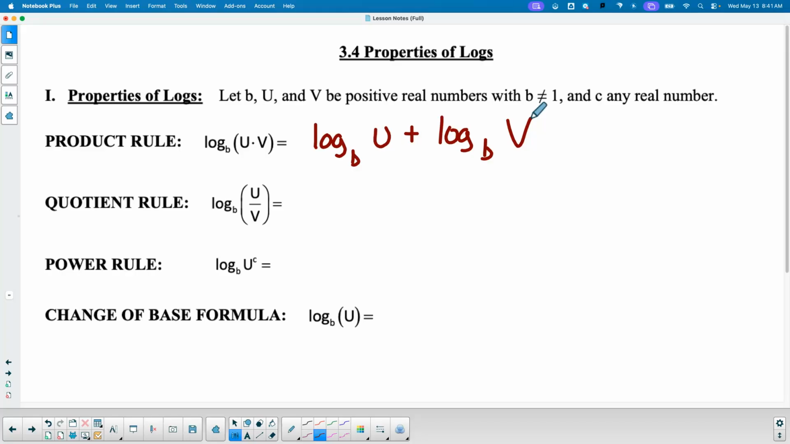Let's say it right though. Log base B of u. Remember how I told you how to say this? We spent like a minute on it. Yep, exactly. Log base B of u. Yep, exactly.